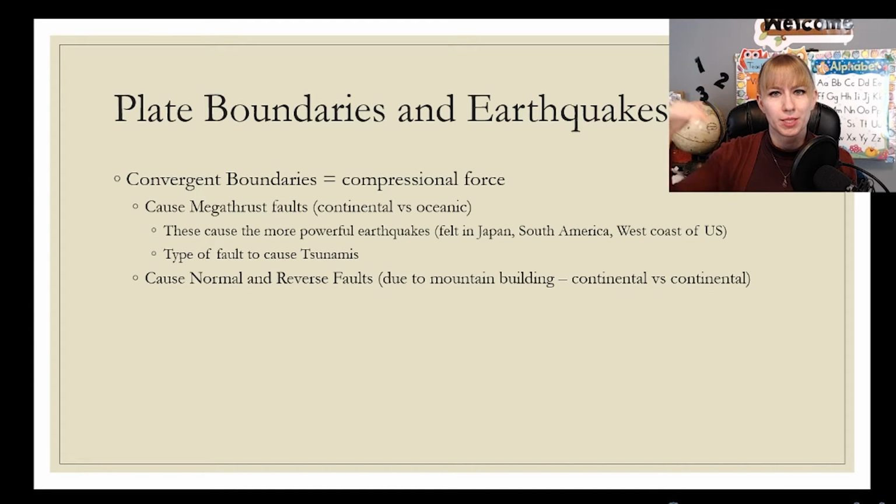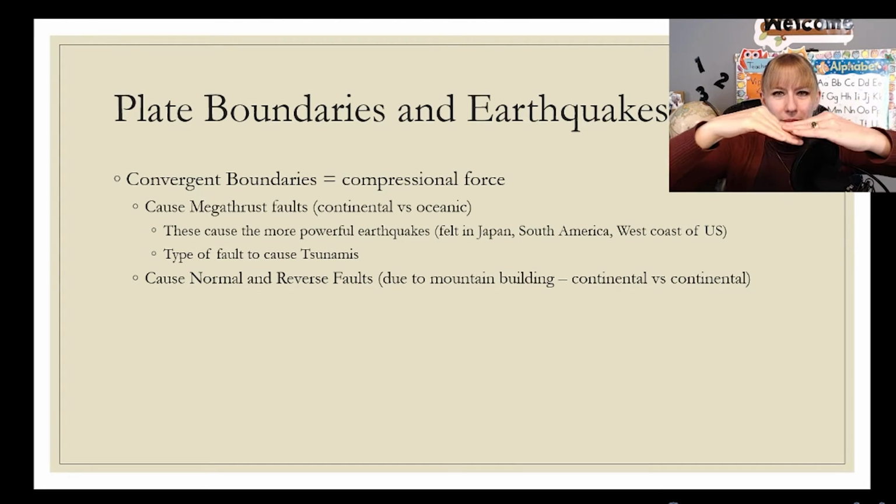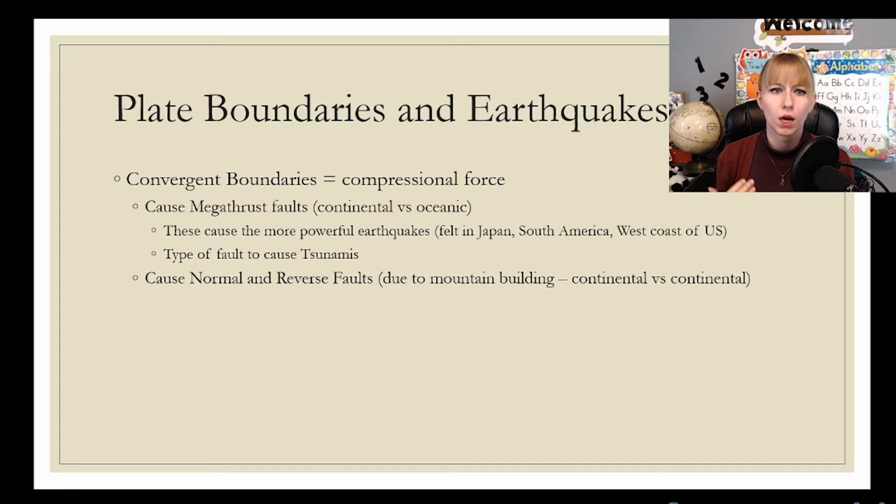Subduction does not happen easily. It's not like you have something sliding around on butter in your frying pan. It's going to get stuck, just like if you didn't use butter in your frying pan. And so it will actually end up building up, and then suddenly shift as a piece goes underneath the other. This will form quite powerful earthquakes, the type that we see felt in Japan, Western South America, and the west coast of the United States. And this is exactly the type of fault that will cause a tsunami.